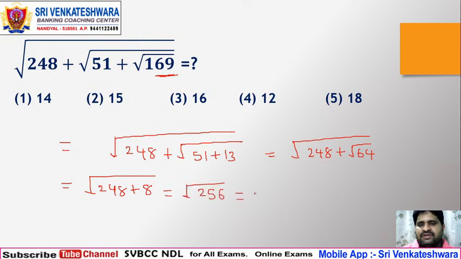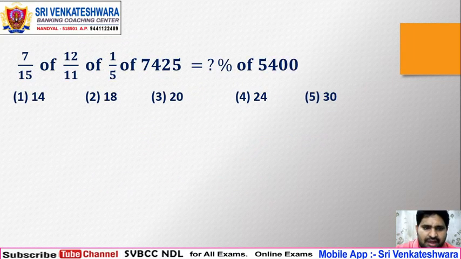Under the square root of 256, finally I get how much? 16. So the answer I get is 16. Clear now? 248 plus 8 is 256. So finally the answer I'll get is 16. Is it clear? Square root of 169 is 13, 51 plus 13 is 64.